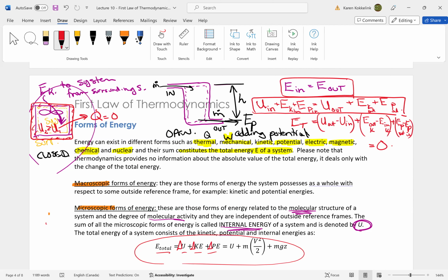Kinetic energy equals 1/2 mv squared, we should all know that, and potential energy is mgh, where h is height. I said Z here, but I like to say h. So these are the different forms of energy that can be substituted into our first law energy balance when we are solving a thermodynamics problem.